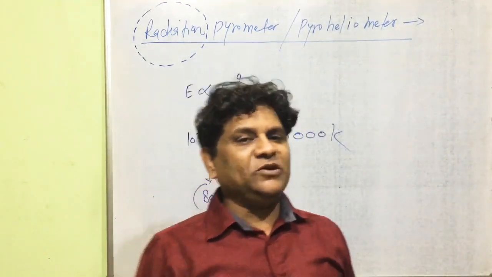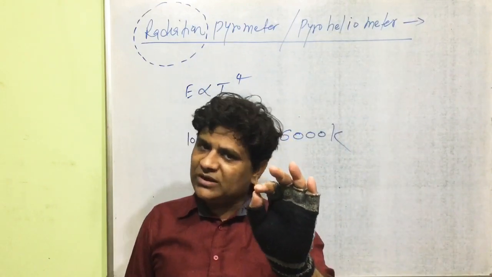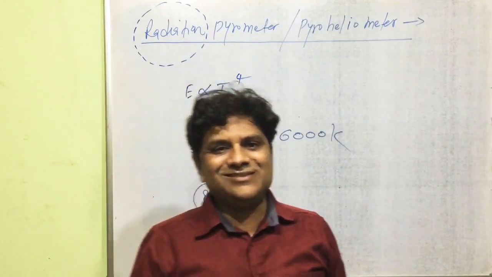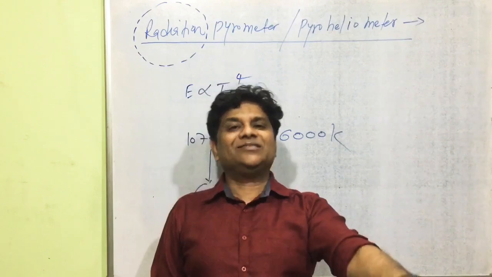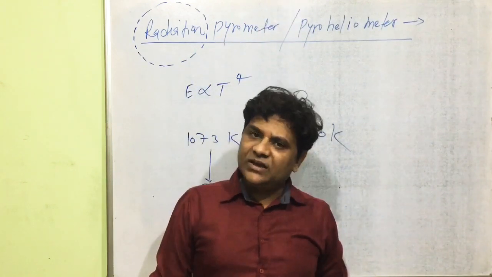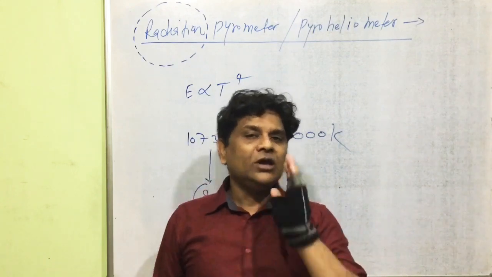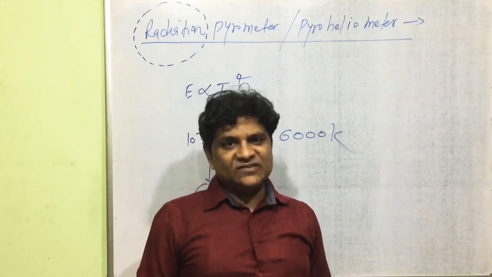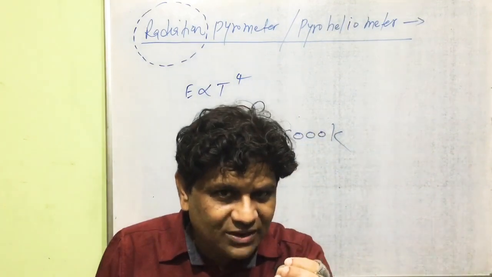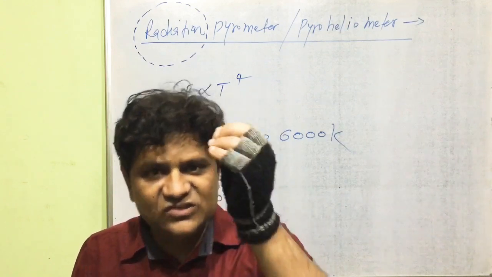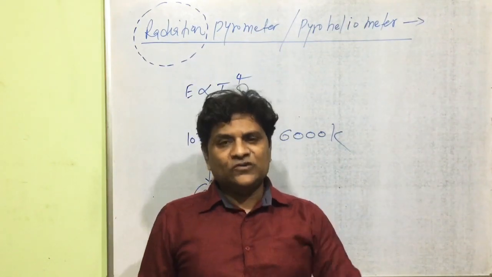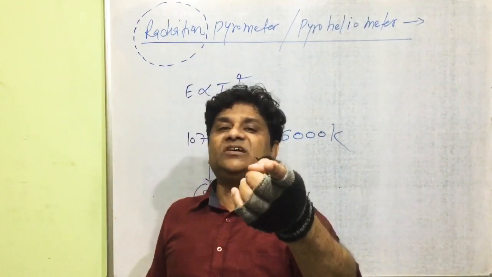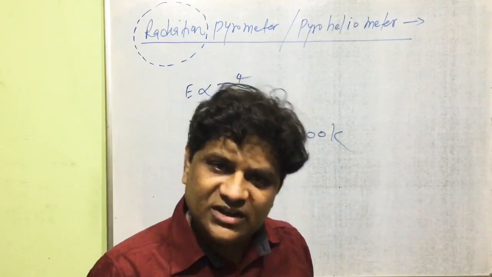Now one important question is possible here. Why can a radiation pyrometer not measure the temperature below 800 degrees Celsius? It cannot measure the temperature of a body having a temperature of 500 degrees Celsius. The simple reason behind it is that below 800 degrees Celsius, radiation is low. So due to low radiation, this thermometer cannot measure the temperature below 800 degrees Celsius.